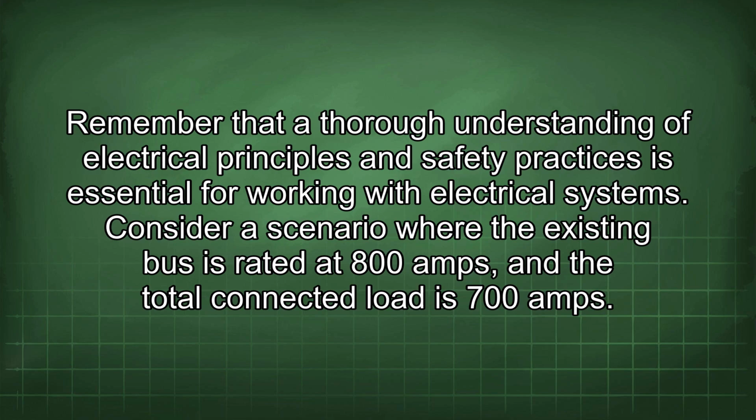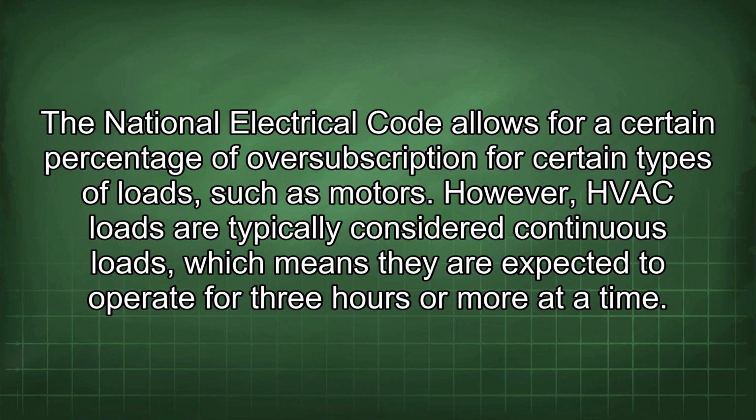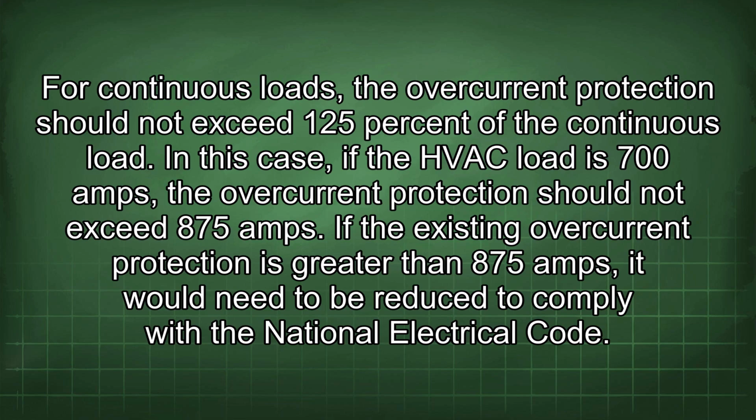Consider a scenario where the existing bus is rated at 800 amps and the total connected load is 700 amps. The National Electrical Code allows for a certain percentage of oversubscription for certain types of loads, such as motors. However, HVAC loads are typically considered continuous loads, which means they are expected to operate for 3 hours or more at a time. For continuous loads, the overcurrent protection should not exceed 125% of the continuous load. In this case, if the HVAC load is 700 amps, the overcurrent protection should not exceed 875 amps.